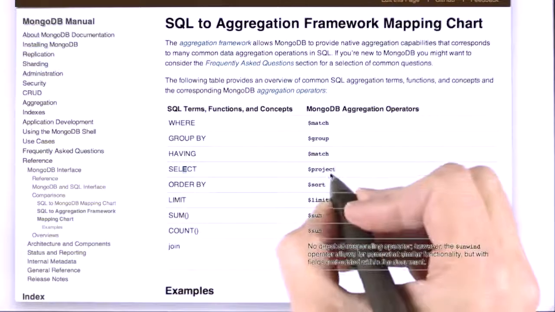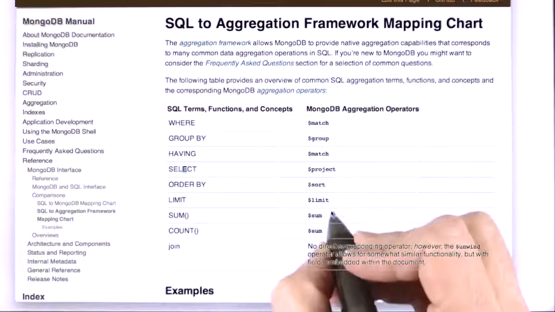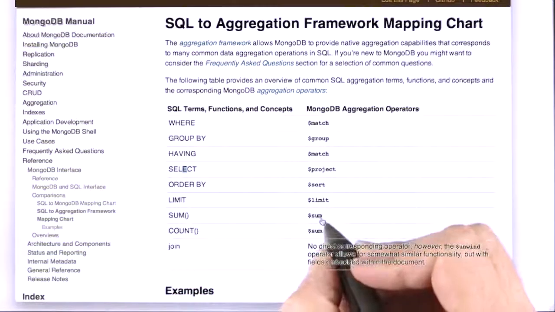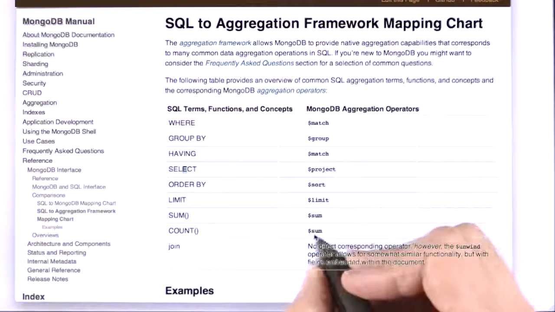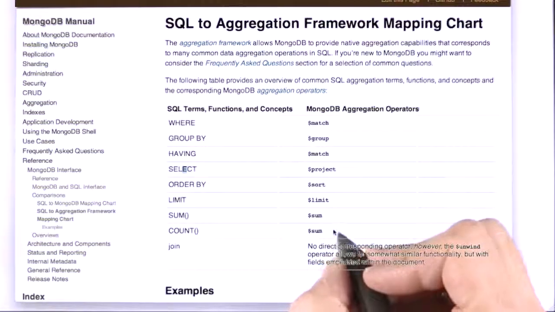Selecting out what you want is equivalent to projection. Ordering is equivalent to sorting. Limiting is equivalent to limiting. Sum is equivalent to summing. And counting, you use a sum operator. You use a 1 if you want to count, and if you want to sum, then you use a sum operator with the key of what you want to sum on.